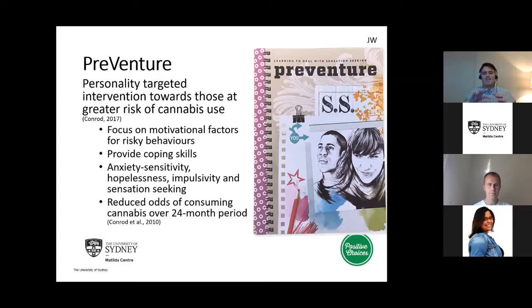Now, Preventure typically delivers 4 workshops where they focus on 4 different types of risk personality profiles, and those are anxiety sensitivity, hopelessness, impulsivity, and sensation seeking. Now, Preventure has been shown to reduce the odds of consumption 24 months following intervention compared to those that were at a high risk but did not receive the program.